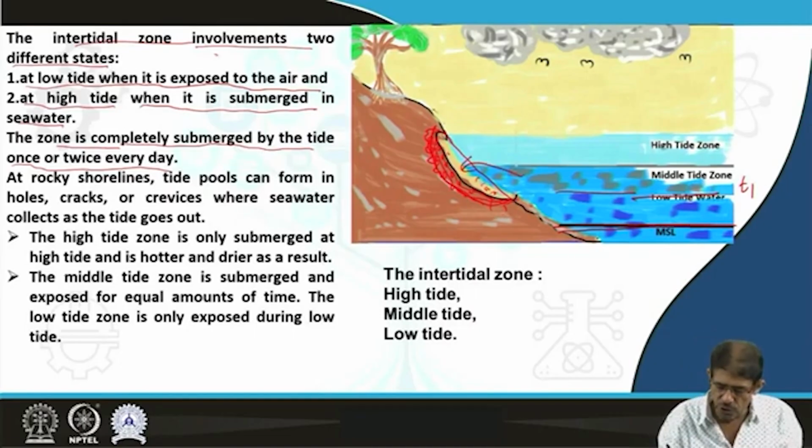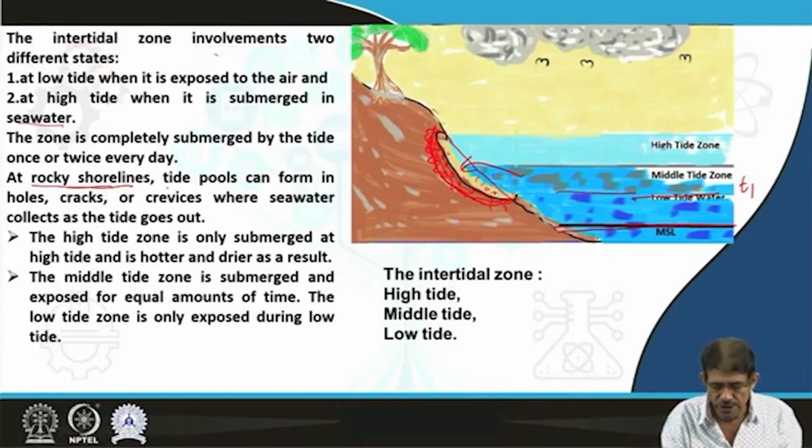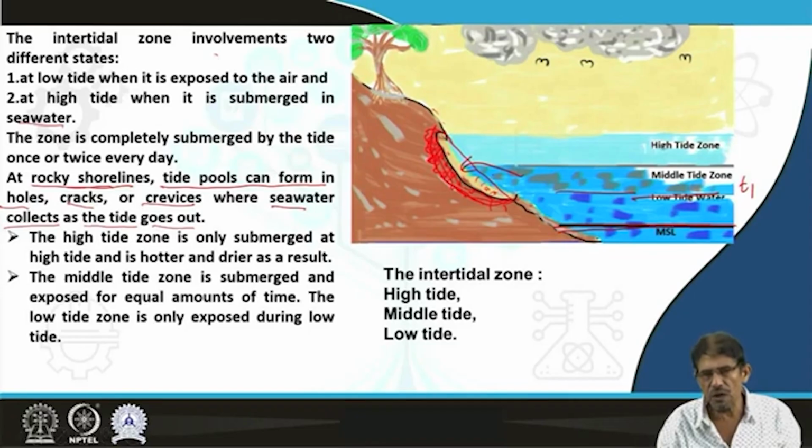If this zone is made up of rock strata or rocky shoreline, the tide pools can form holes, cracks or crevices when the seawater collects as the tide goes out. There is a development of a lot of cavities and others, which are generally utilized by marine living components. The high tide zone is only submerged at the high tide.